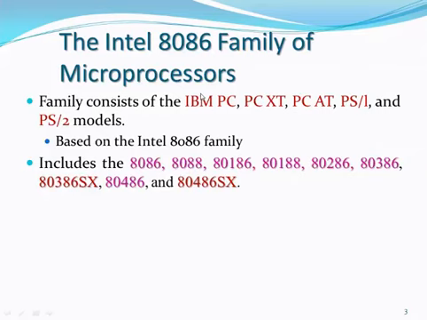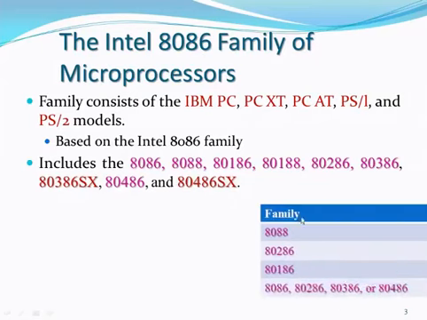What's the model number? As we know that 8086 has some other family members, then we will see in a table how we can map that this one belongs to this model, this one belongs to this model. That will be a very nice table like this.